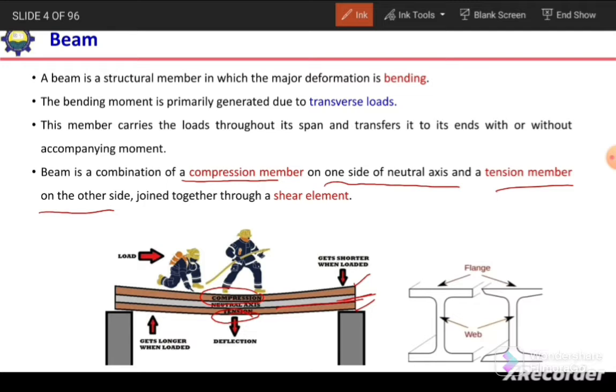And these compression member and tension member are joined together through a shear element. So if we see over here, the top flange is a compression member and the bottom flange is a tension member, and in between we have this web, which is a shear element. So we connect these flanges with the help of this shear element, which is termed as web.